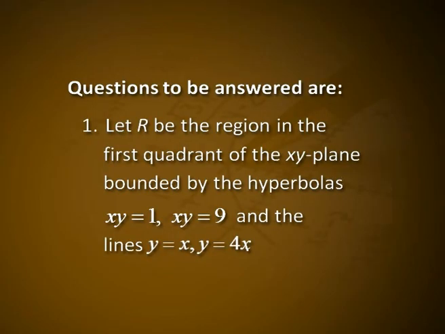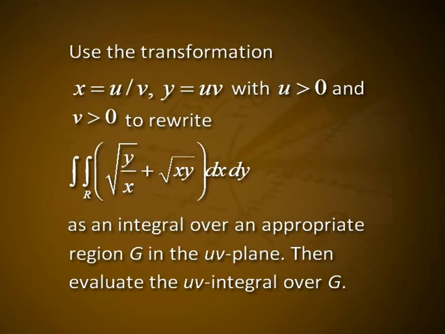Now, let us try to answer these questions. 1. Let R be the region in the first quadrant of the xy plane bounded by the hyperbolas xy is equal to 1, xy is equal to 9 and the lines y is equal to x, y is equal to 4x. Use the transformation x is equal to u by v, y is equal to uv with u greater than 0 and v greater than 0 to rewrite double integral over R square root of y by x plus square root of xy dx dy as an integral over an appropriate region G in the uv plane. Then evaluate the uv integral over G.